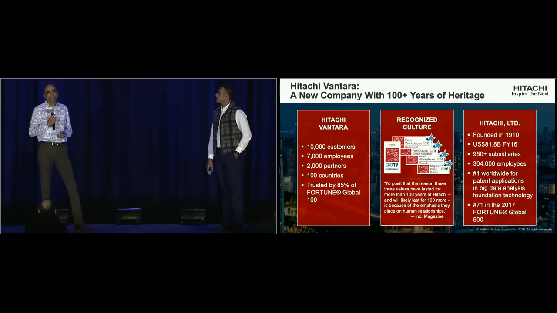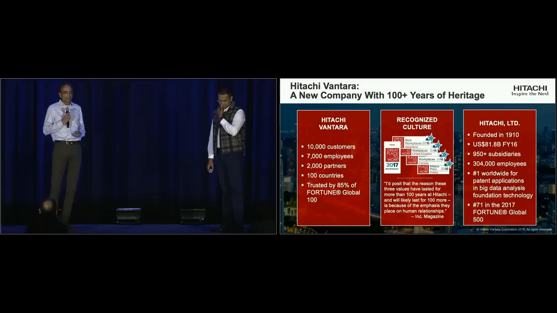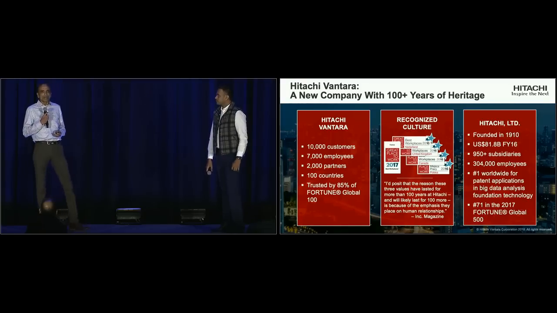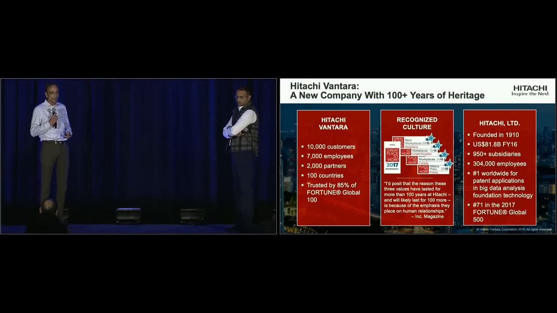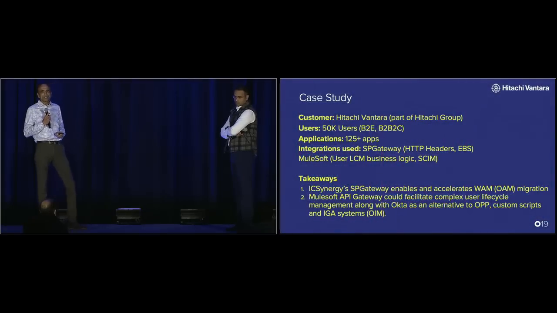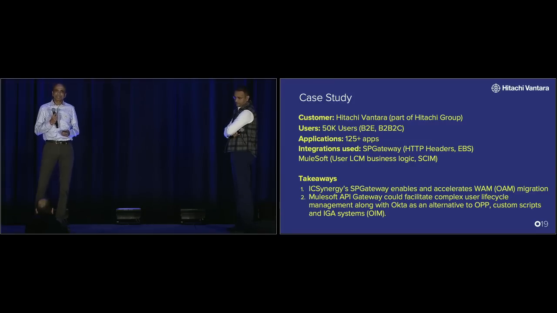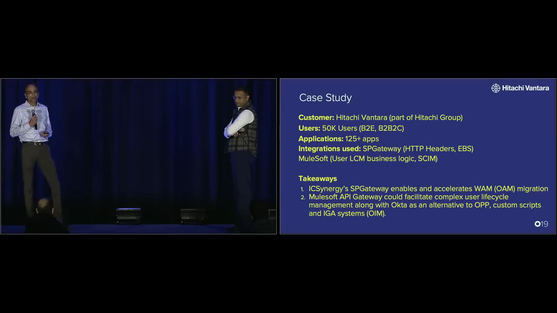It's about 4,000 to 5,000 more contractors that work with us. We work in over 100 countries, and we have over 10,000 customers. Our business is mainly in storage, but diversifying into IoT and services. We started our journey to move to a modern IDM system about a year back. We have over 50,000 users of our IDM system and over 125 apps. We have all kinds. We are modernizing and moving to cloud, but still have quite a few on-prem apps as well.